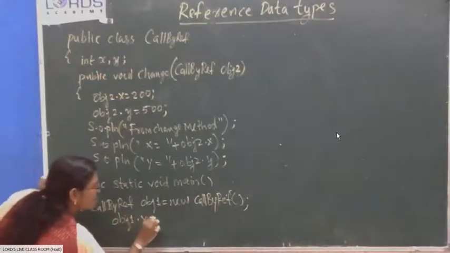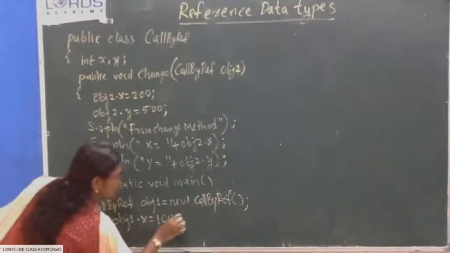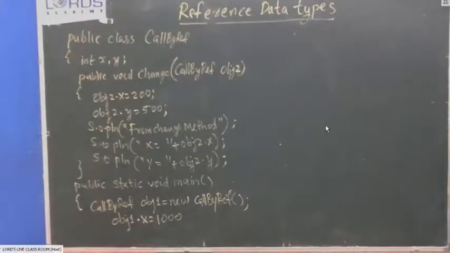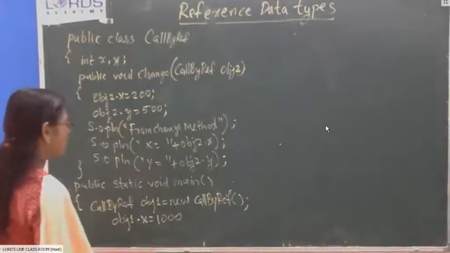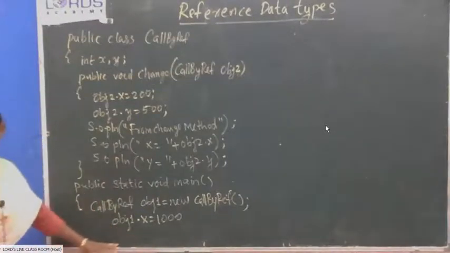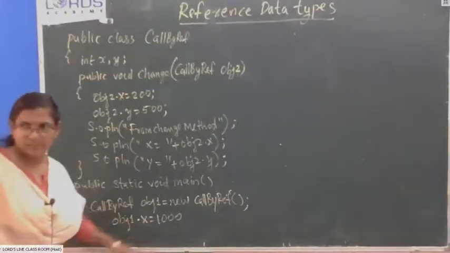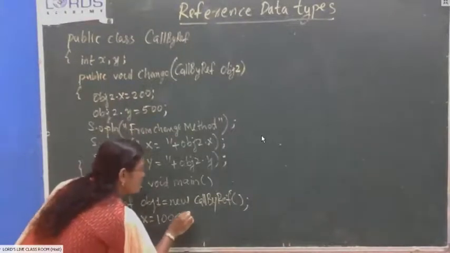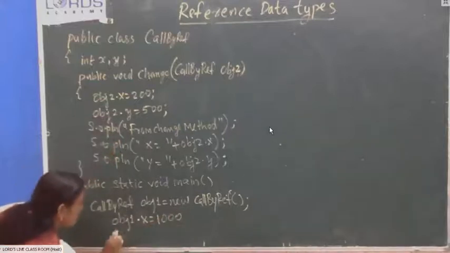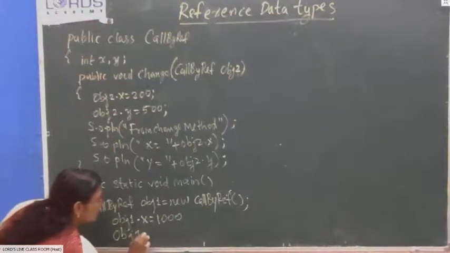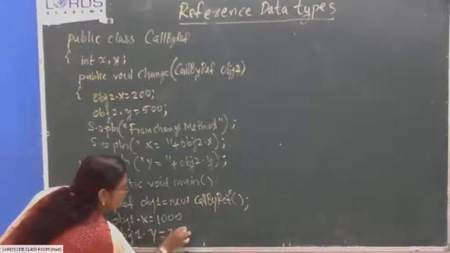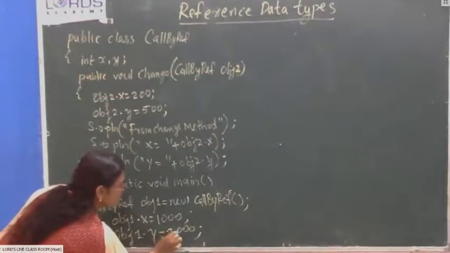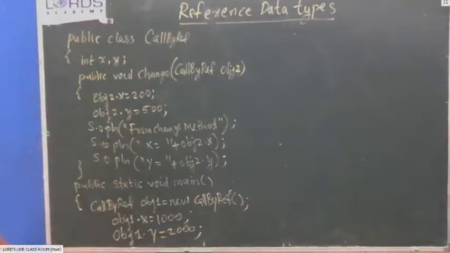obj1.x equal to 1000, and is this part visible? obj1.y equal to 2000. I assigned the values to x and y as 1000 and 2000.